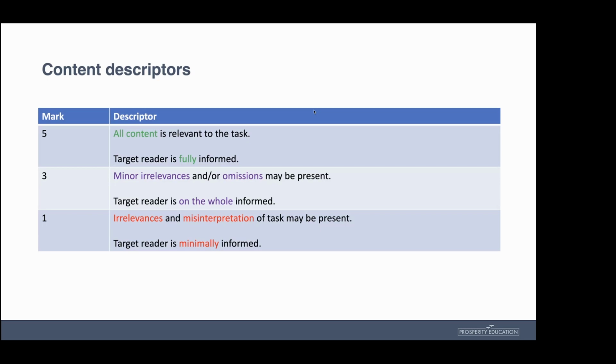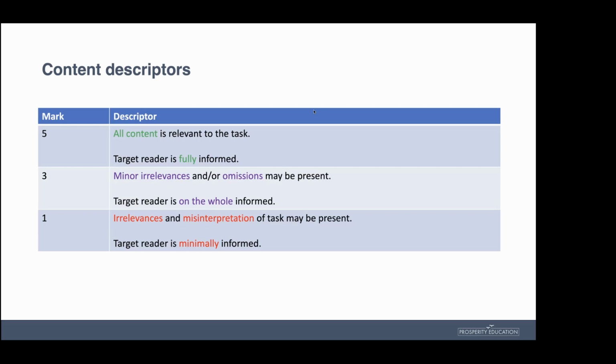Examiners are trained to look at the descriptors and to consider the content of each one, and they read down, so they start at 5 and think, has this student included all the content and is the target reader fully informed? If they are, they stop there and award that mark. If they're not, they read further down.